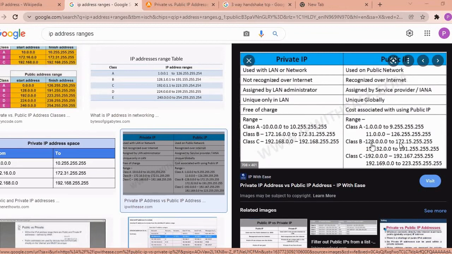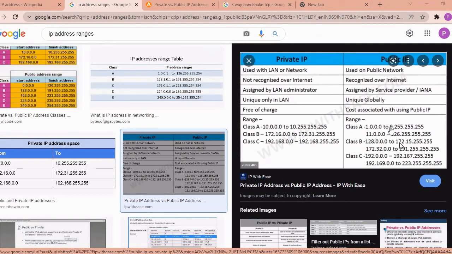Now here you can see 128. It's starting from 128 to 172.15. Okay, so here you can see. Yes, hello. Yes. In class A also 10 is missing. That one is also a reserved IP. Which one? Where? Class A, public class A, 10 is missing.